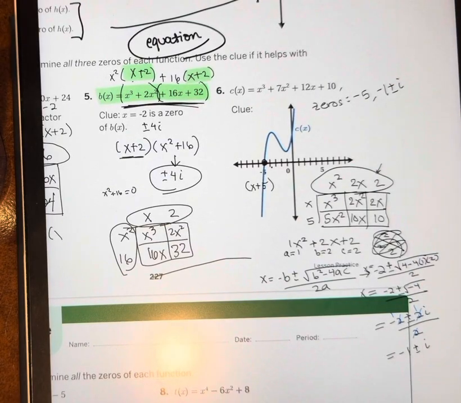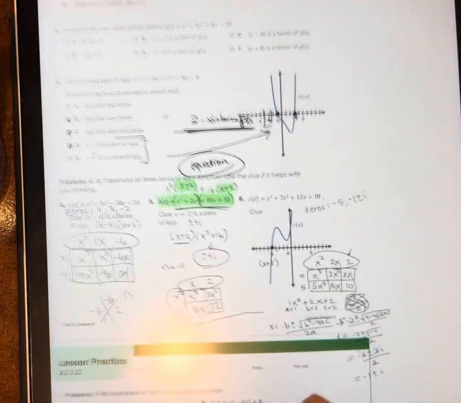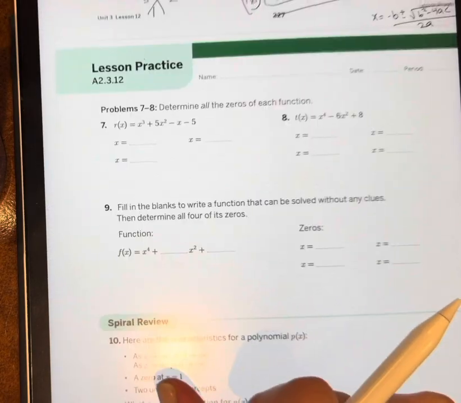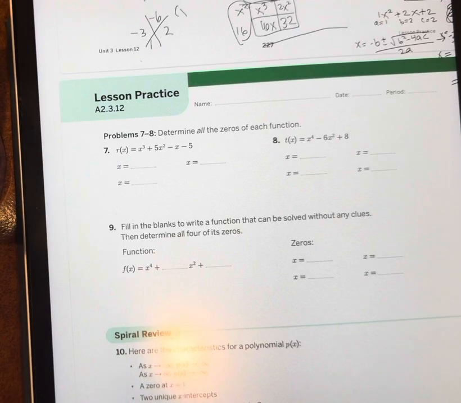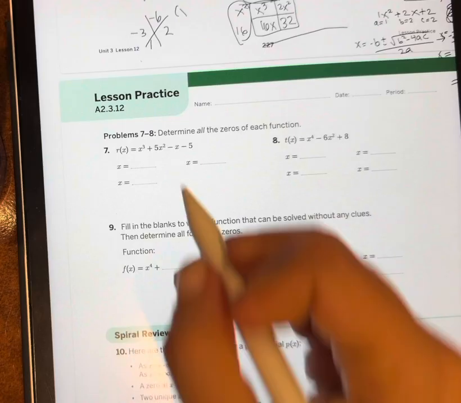These are two more zeros, all right? Okay, oh my God, we're still doing this. Okay, determine all the zeros of this function. Cool. Can you see it, you guys?